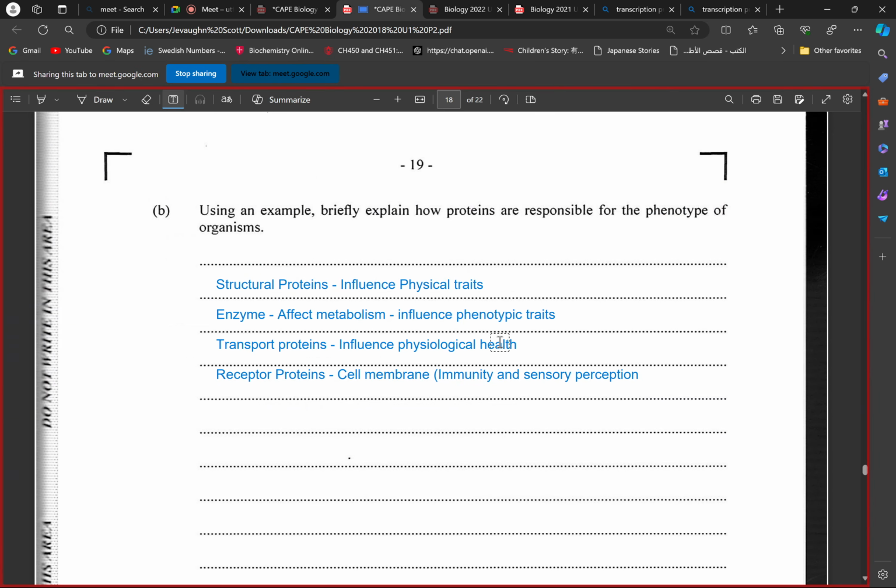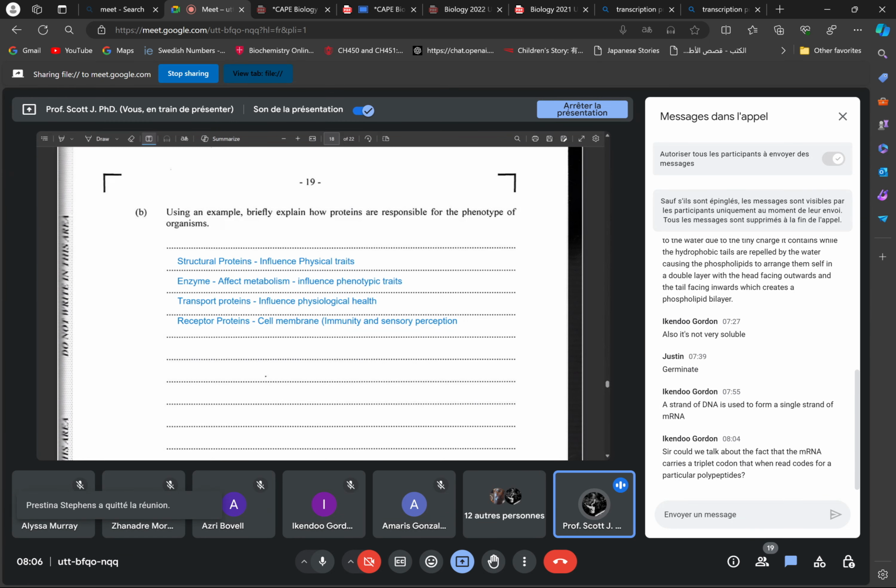But generally I think the syllabus will be looking specifically at structural proteins, because a cat has different structural proteins than I do, right? So the cat will present differently than I do because the cat ultimately has different proteins. So we're looking at how the different proteins will present as phenotypes of the organisms, alright?